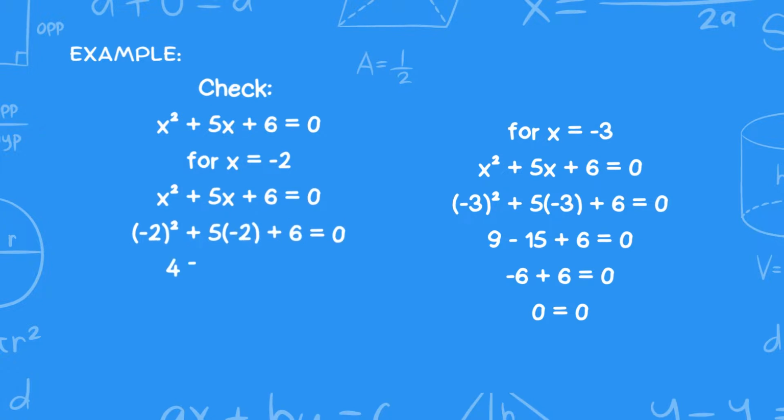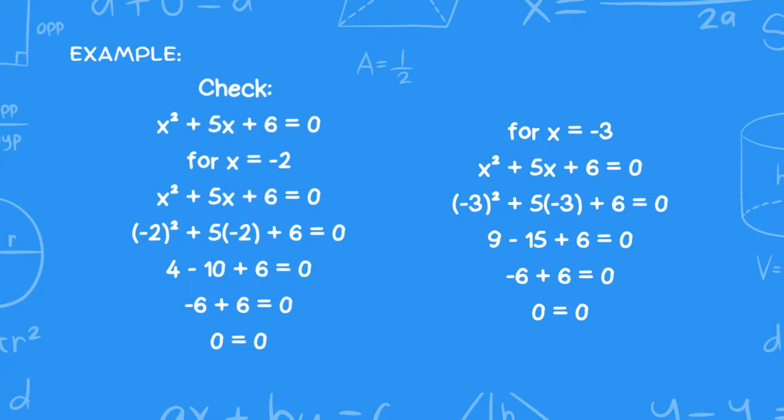Lastly, we need to check if the roots we gathered are correct. For us to be able to check if the roots we gathered are correct is to substitute the values of x in the quadratic equation. For x equals negative 2, x squared plus 5x plus 6 equals 0 will be negative 2 to the second power plus 5 times negative 2 plus 6 equals 0. Negative 2 to the second power is 4, and 5 times negative 2 is negative 10. So it will be 4 minus 10 plus 6 equals 0. 4 minus 10 is negative 6. Negative 6 plus 6 is equals to 0. So 0 is equals to 0. That means x equals negative 2 is correct.